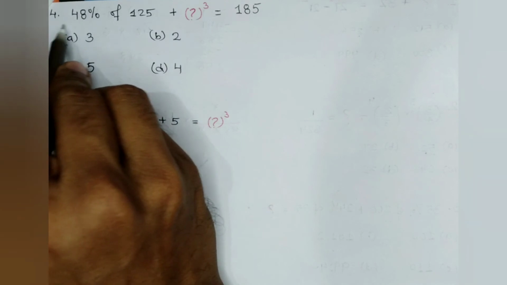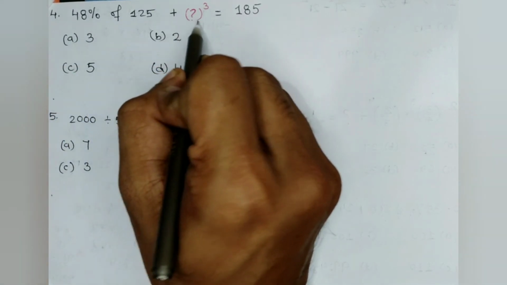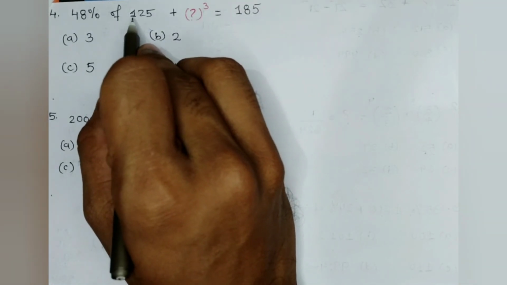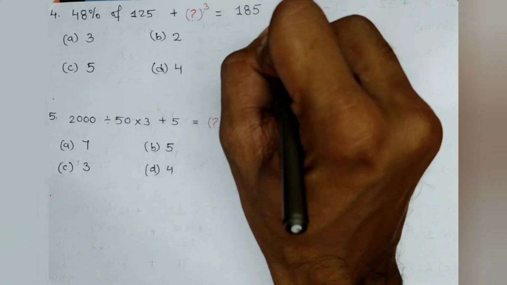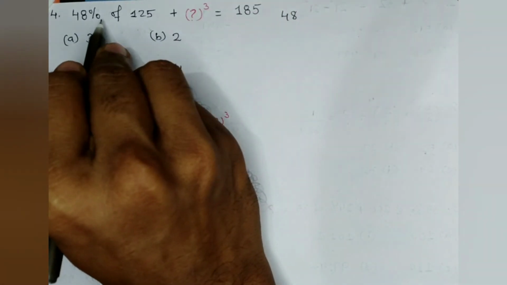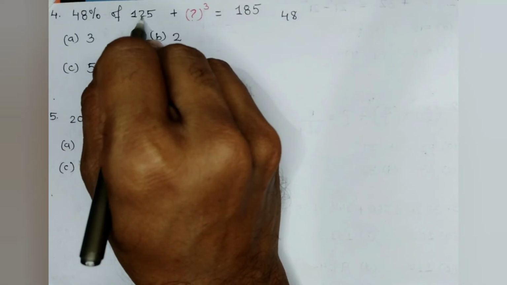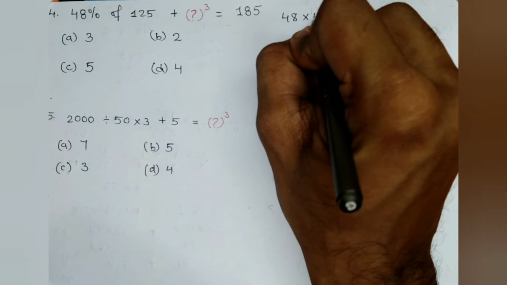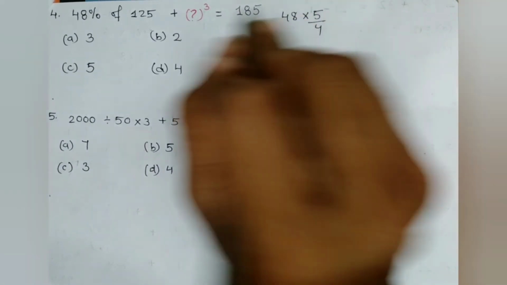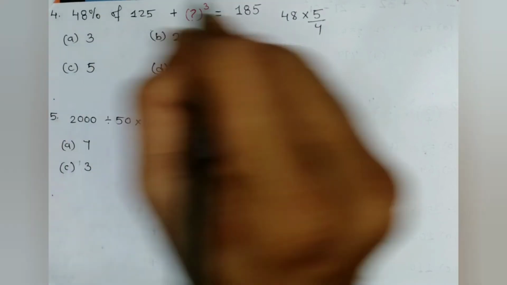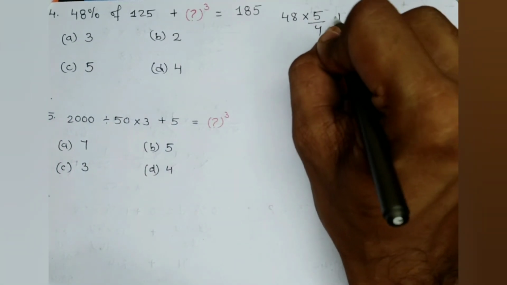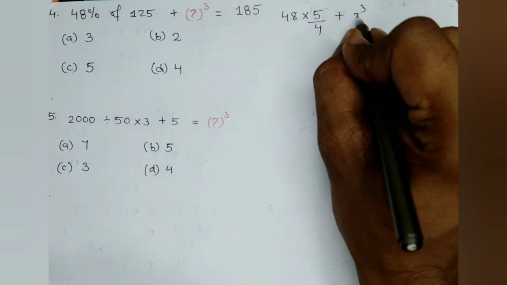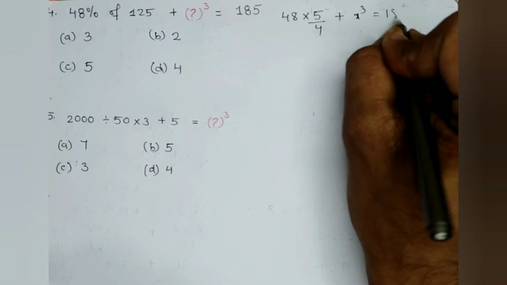To the next question, fourth question: 48% of 125 plus question mark cube will give you 185. So what to do in these types of questions? So you can write 48 percent of 125. You know 125 divided by 100 is 5 by 4. So instead of 125%, you can write 5 by 4 plus x cube. Here the question mark, we can term it to be x cube, which is equal to 185.